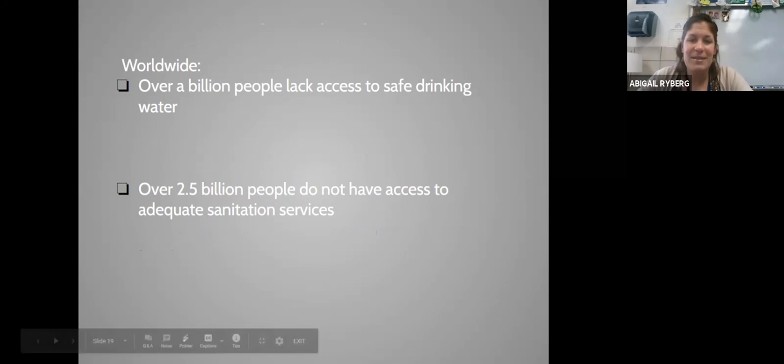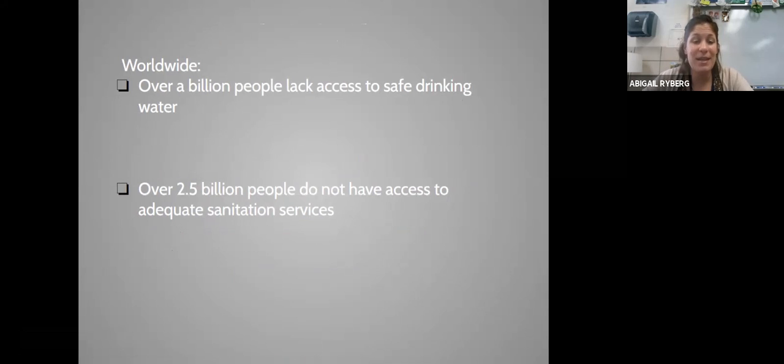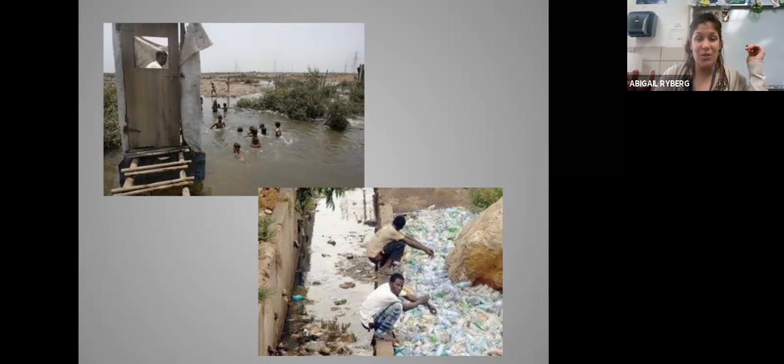Over 1 billion people lack access to safe drinking water, and over 2.5 billion people do not have access to adequate sanitation services. So now we're looking at where do people go to the bathroom? And these billions of people are oftentimes using their drinking water to also go to the bathroom with. One contributor to this is just education. They don't know. Look at these pictures, you guys. This is literally their drinking water, and they also just go to the bathroom in it.